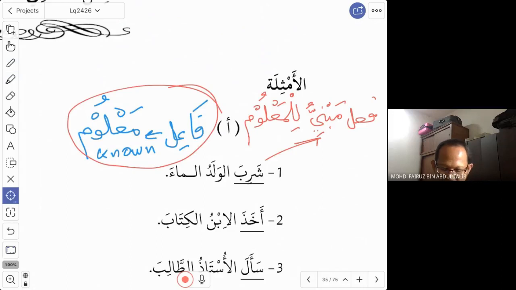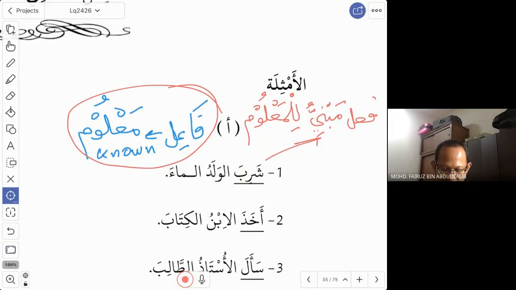All the fi'il that we have learned so far are fi'lun mabni lil ma'lum. All the fi'il in the dictionary are in this form, so you won't see these two words used. That is why every fi'il needs to have a fa'il. This refers to the normal fi'il. You can have fi'il madi mabni lil ma'lum, and fi'il mudari mabni lil ma'lum.